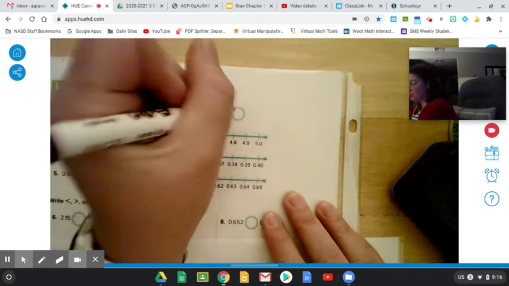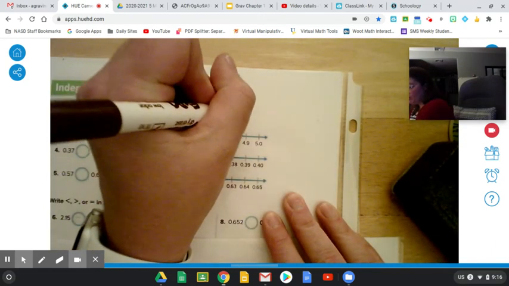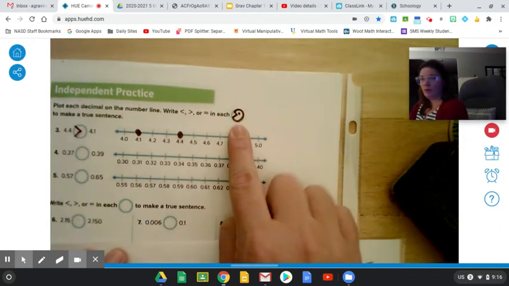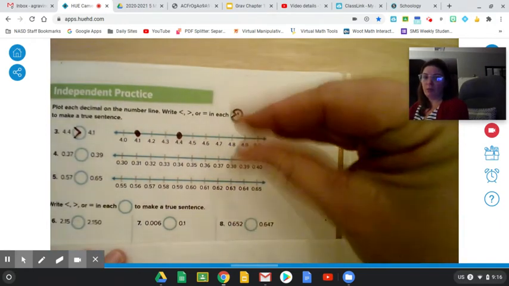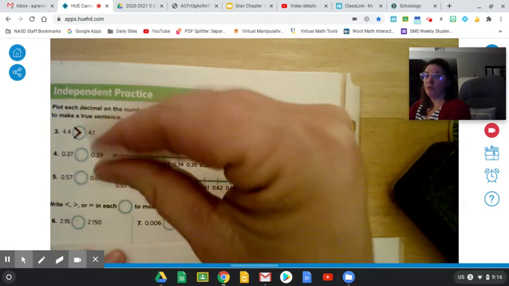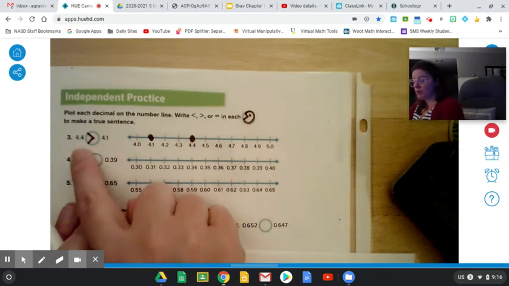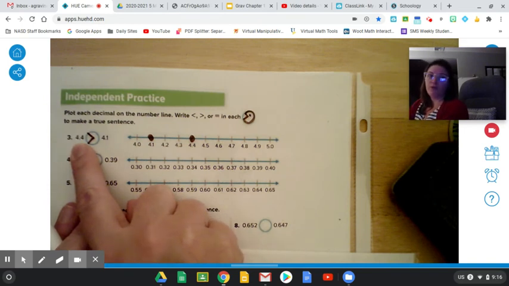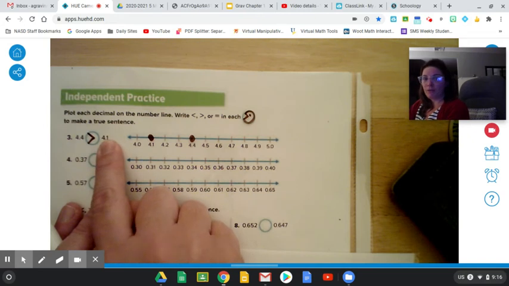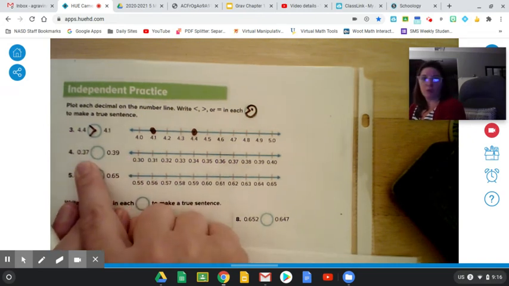And I say it's Pac-Man because of the old video game with a guy that looked like that. He would eat little pellets, and sometimes there would be ghosts that would get him, and you don't want that to happen. So Pac-Man's hungry. He eats the greater value. 4.4, or 4 and 4/10, is greater than 4 and 1/10. Let's look at the next one.